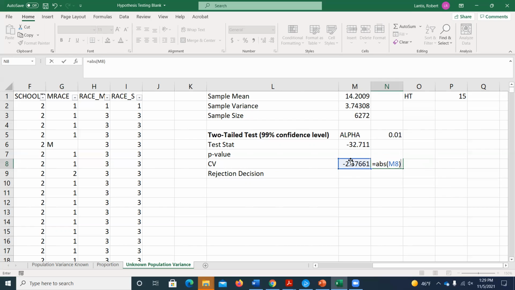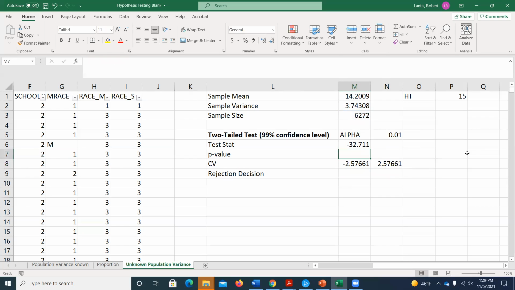Anyone want to see any of that again? Did you go a little bit too quick? This one? Yeah, I just missed what you did after that. So this is my degrees of freedom. All I'm doing there is sample size minus 1. I guess technically I could have typed the number, but I always use cell references to show you the value of them. So I've got my critical values.